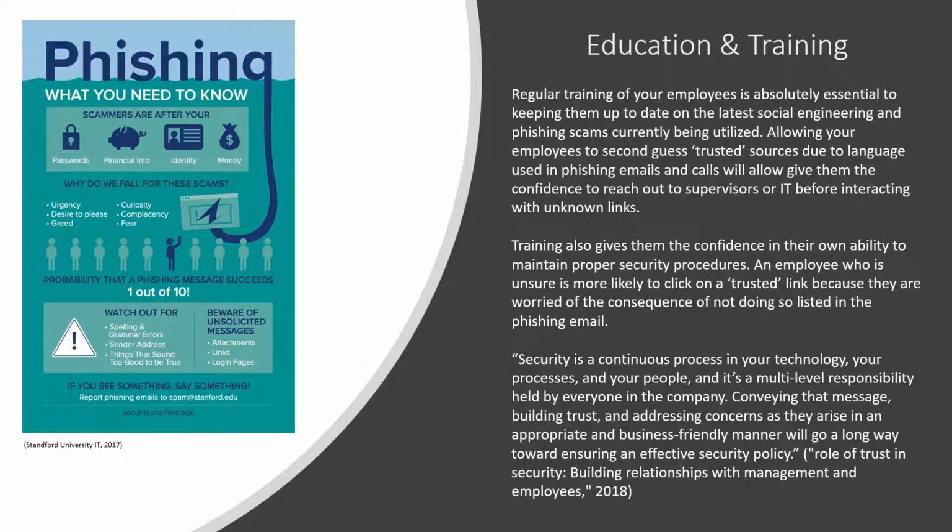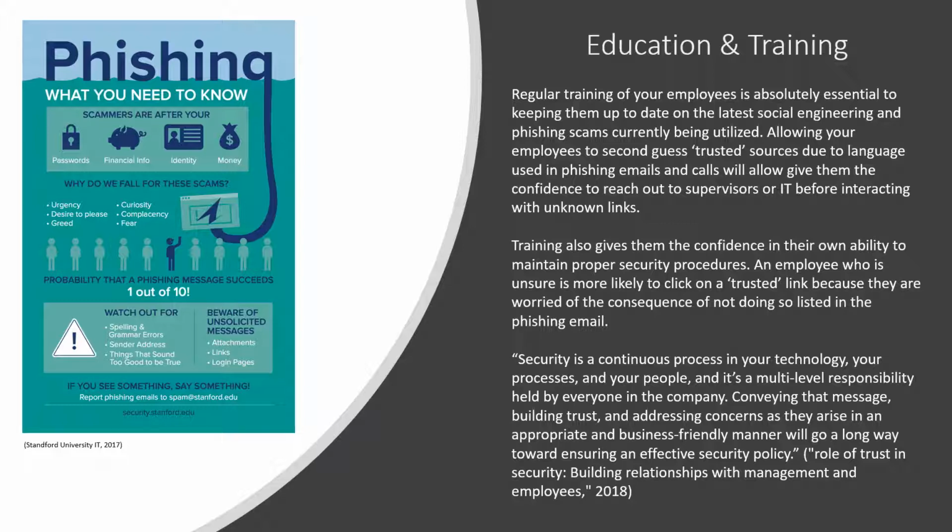An employee who is unsure is more likely to click on that trusted link because they're worried about the consequences. Many of the phishing emails will tell you, if you don't click on this, if you don't update this, if you don't do something that we're telling you to do, there are consequences. Well, they need to know that there are bigger consequences if they do the wrong thing in the first place. They need to be aware of the type of language and be on the lookout for, where did this email come from? Who sent this? Does it match up with the reply email or the website that's being directed to?